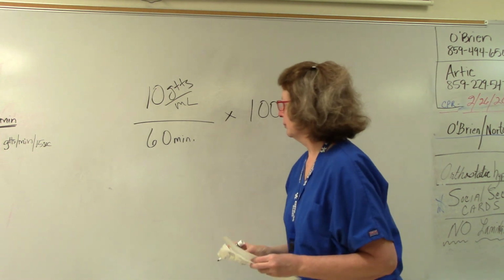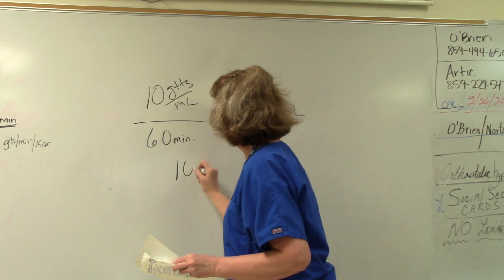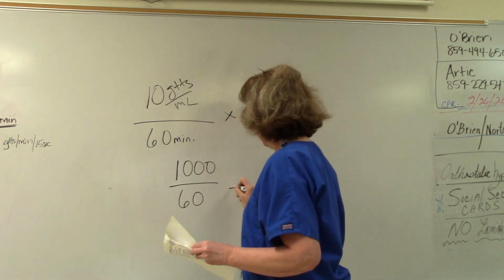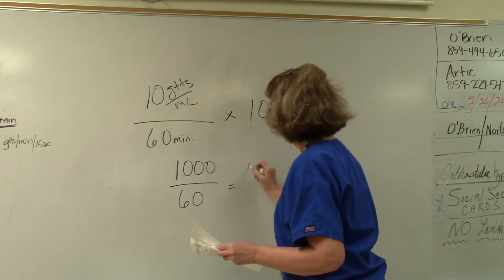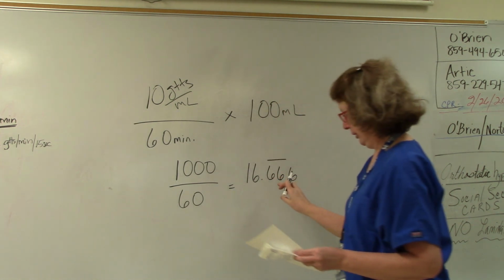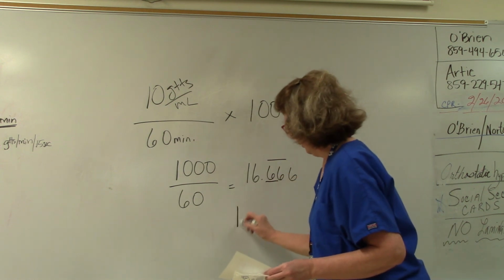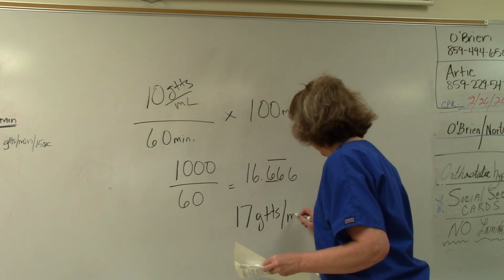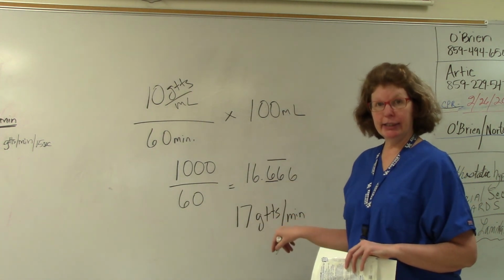And my volume was 100 milliliters. So I'm going to cross multiply, and I get 1,000 over 60. I divide 1,000 by 60, and I get 16.666. We need to round this. So this is larger than 5, so we round to 17 drops per minute. Now if this was on a test, that's my answer, right?